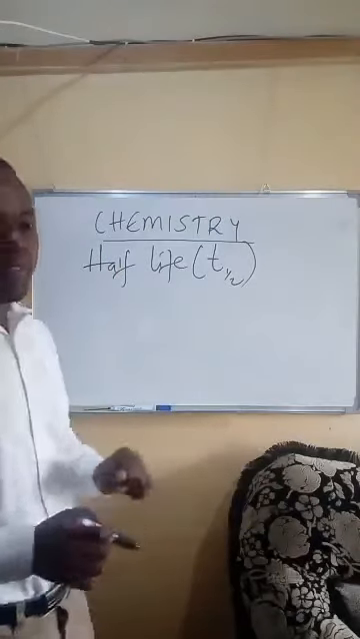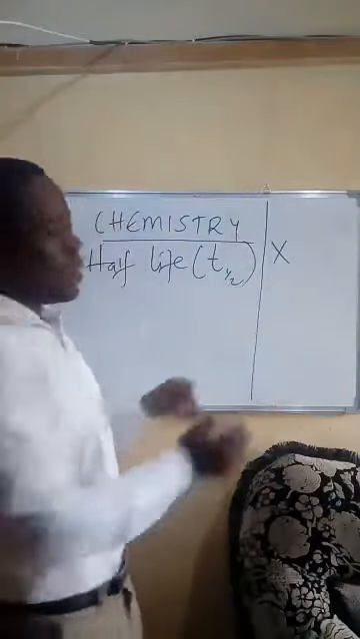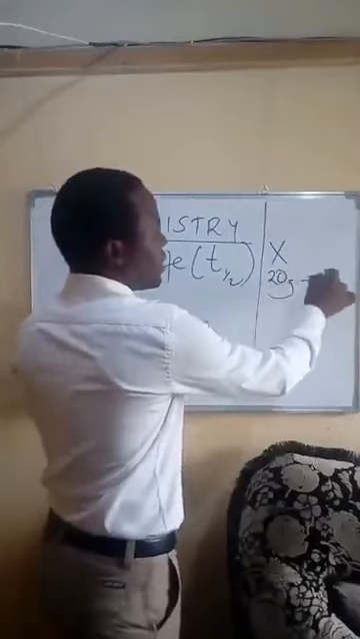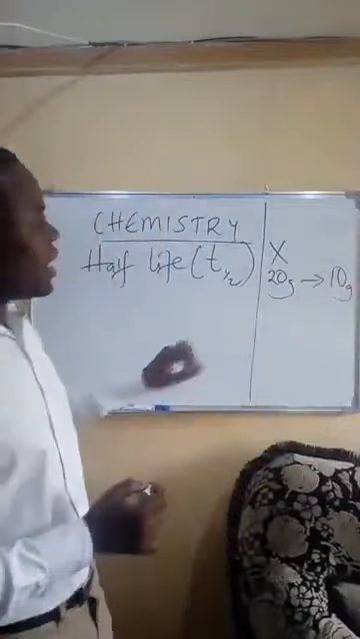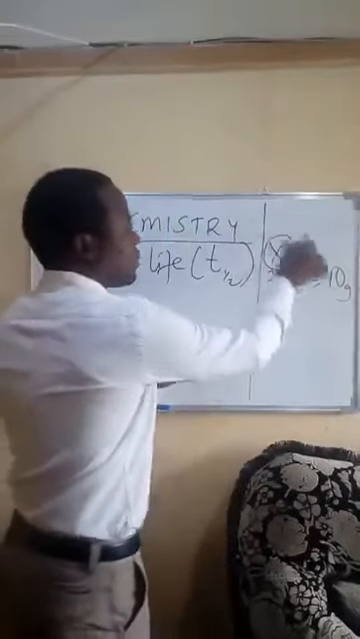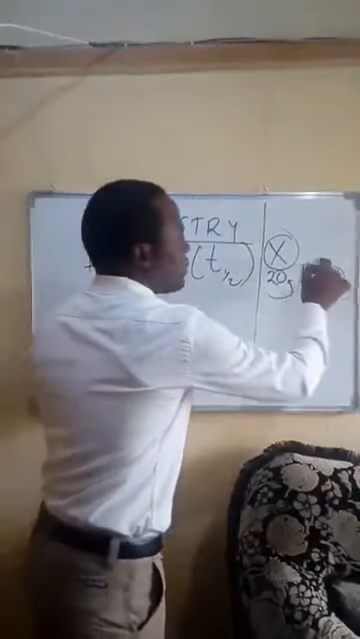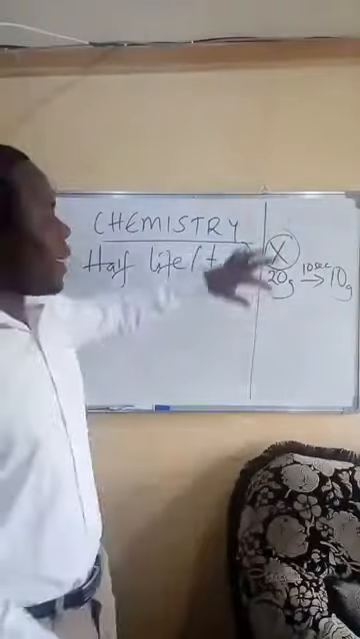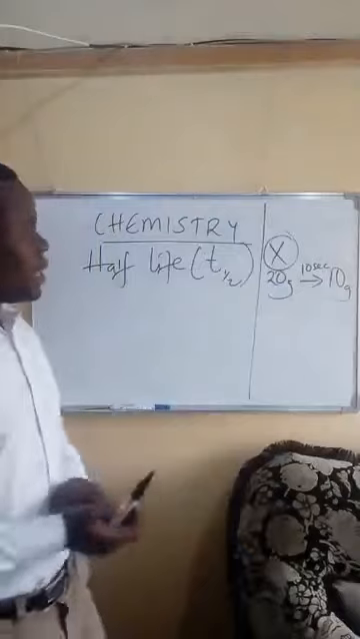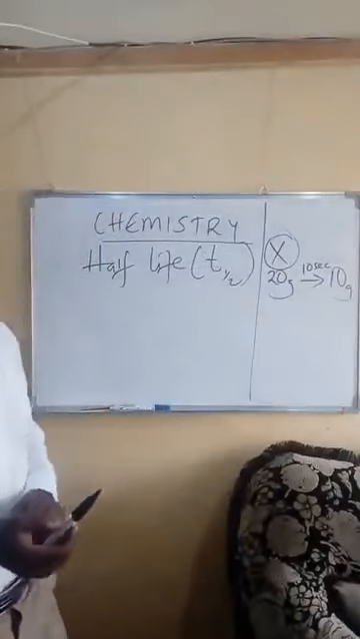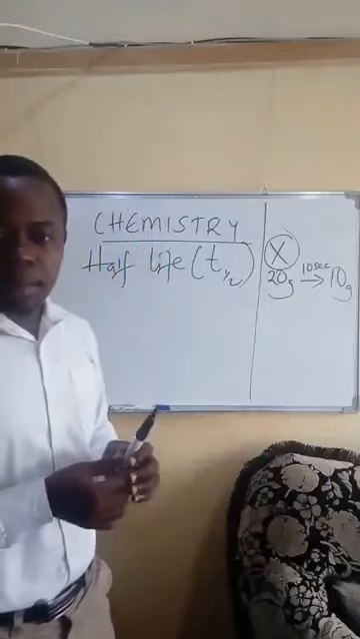How long does it take for element X, whose mass initially we had 20 grams of X, for this 20 grams to decay so that we only have 10 grams, and we said that is the half-life of element X. And I've given an example. We say that if it takes 10 seconds for the initial mass to become half of whatever it was initially, that is half-life.